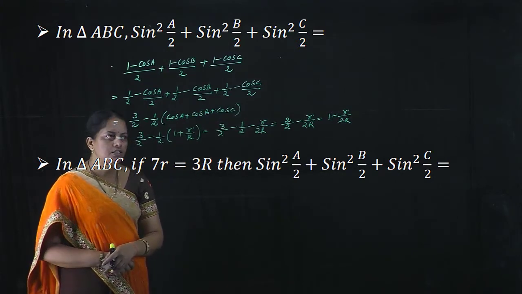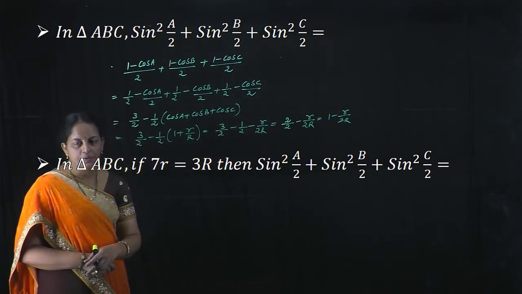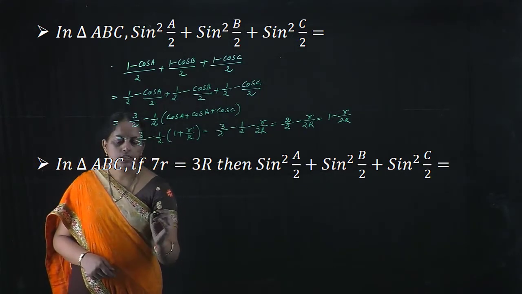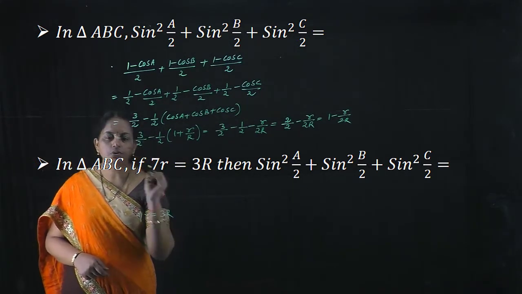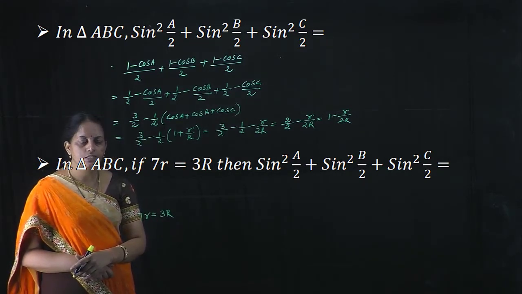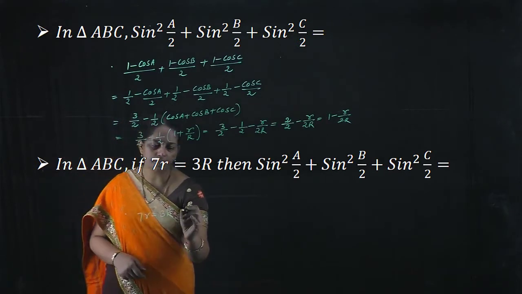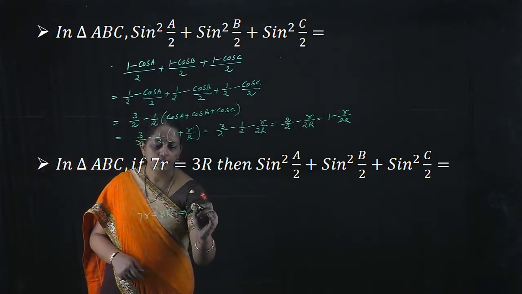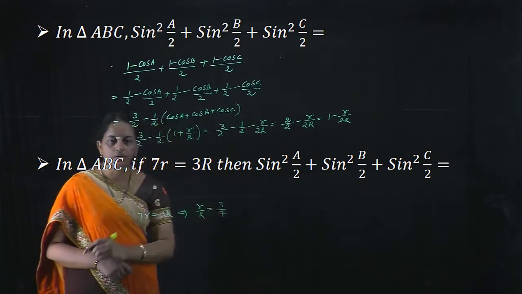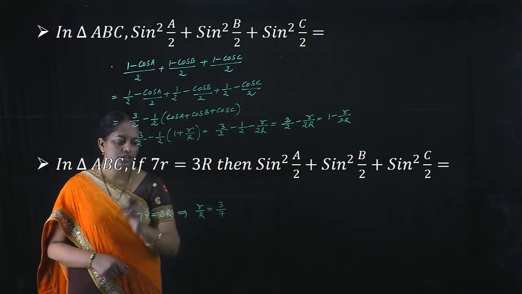Okay, let us see one example based on this concept. In triangle ABC, 7 into small r is equal to 3 into capital R. Then what is the value of sin square A by 2 plus sin square B by 2 plus sin square C by 2? From this we can write small r by capital R is equal to 3 by 7.